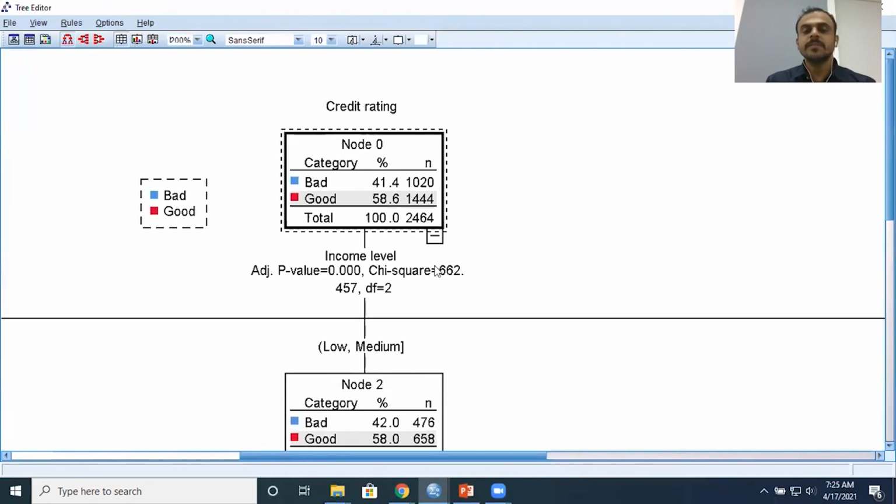The answer is very, very simple. Look at this chi-square association. It is looking at the degree of chi-square association between the dependent variable and a segment of the independent variable, right? So chi-square is 662, and the p-value is quite significant for income level.